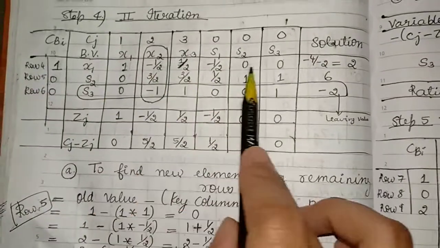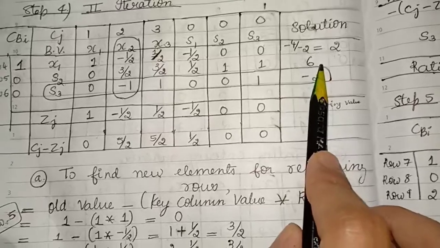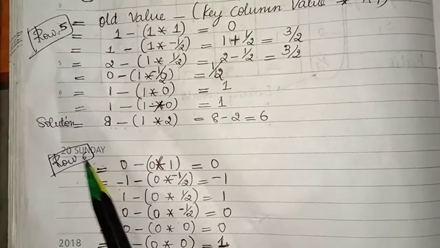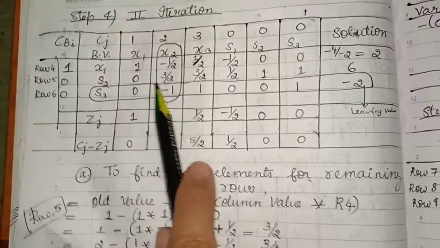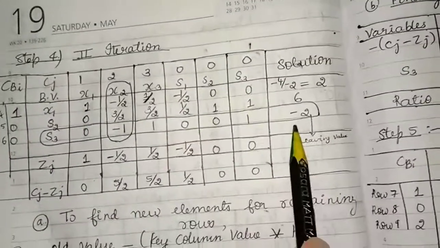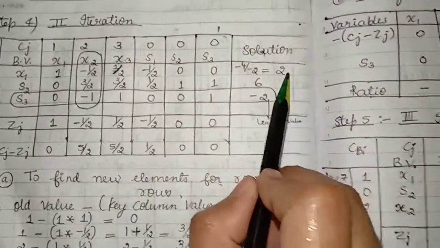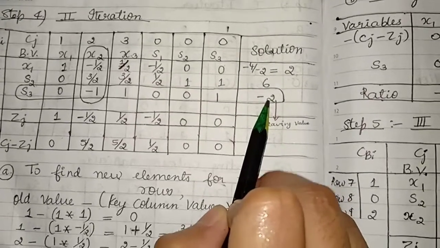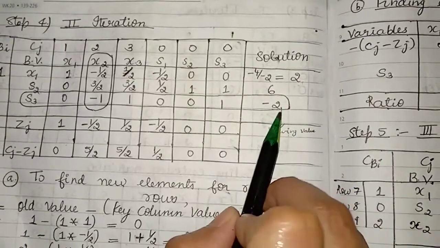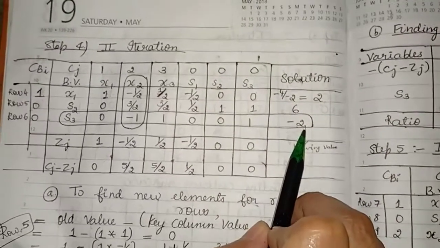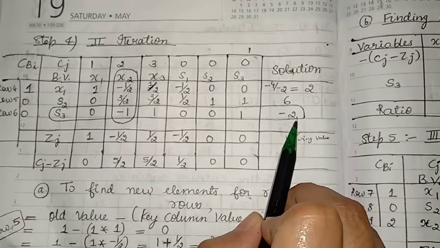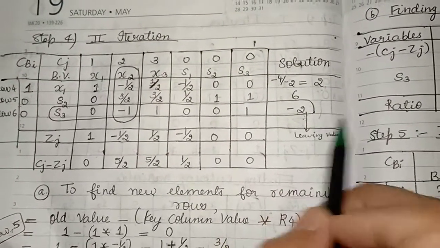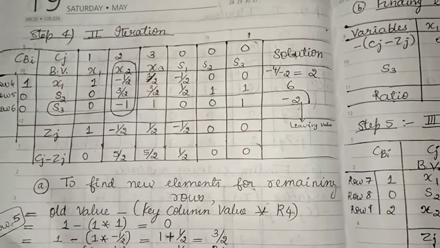So in this way row 5 is found, and the same step is followed in order to find row 6. And you get row 6 here. These are the values. Now if you can see here, you get values as 2, 6 and -2. So again you are getting a negative value, which means you have to go for the fourth iteration. From these three you have to choose the most negative.